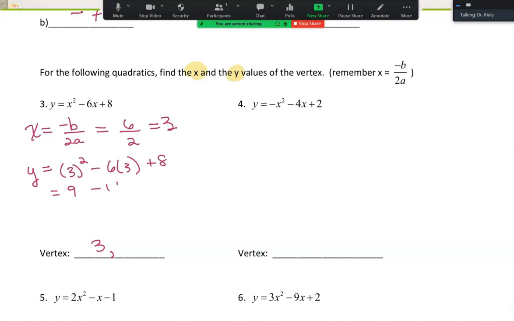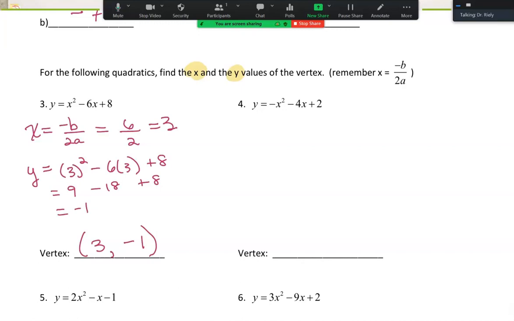9 minus 18 plus 8. 9 minus 18 is negative 9, plus 8 is negative 1. So y equals negative 1, and now we have the coordinate pair of the vertex. Okay, let's go on to the next one.